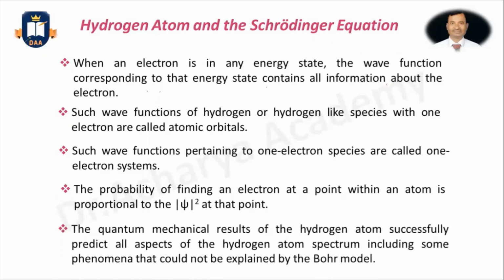The quantum mechanical results of the hydrogen atom successfully predict all aspects of the hydrogen atom spectrum, including some phenomena that could not be explained by the Bohr model. That means this quantum mechanical model successfully describes a one electron system like the hydrogen atom, which cannot be explained by the Bohr model.